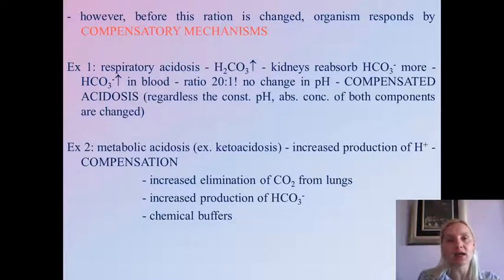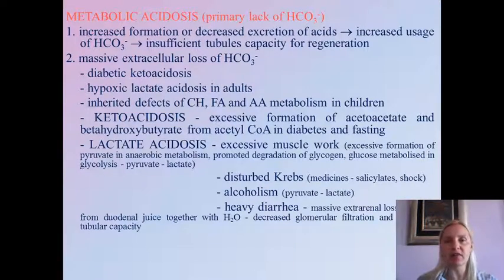So again, the net result of the process is constant pH, it's compensated, but the absolute concentrations of components are obviously changed. So let's explain some of the things as an introduction to your pathophysiology course. Metabolic acidosis actually represents the primary lack of bicarbonate ion, and it can develop as a result of either increased formation or decreased excretion of acids, which as a consequence has an increased usage of bicarbonate ion. And on the other side, we have an insufficient capacity of tubules to regenerate that bicarbonate used for buffering properties.